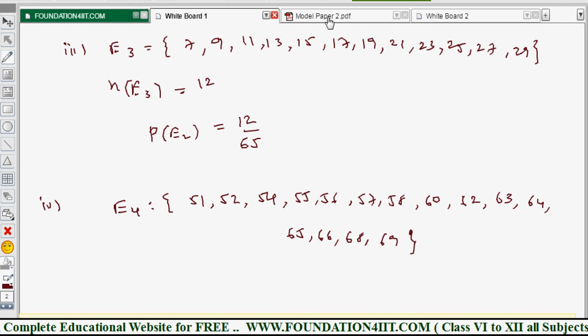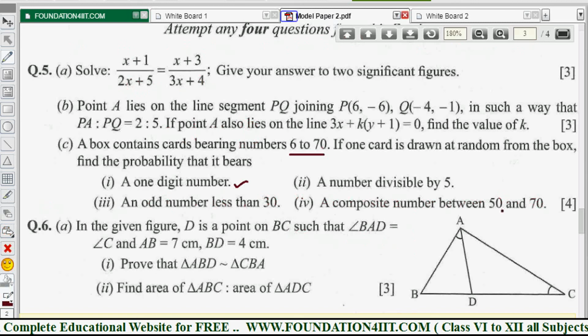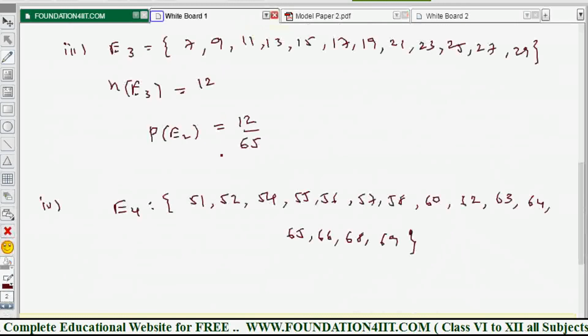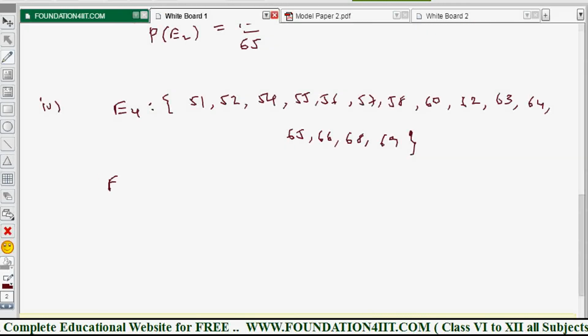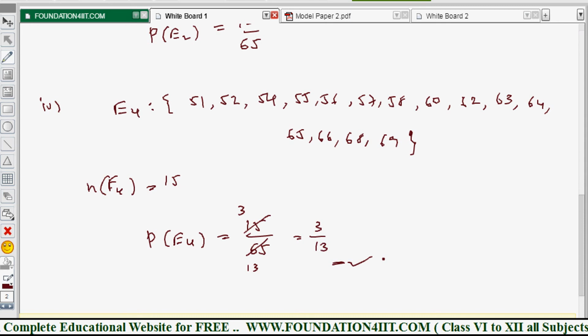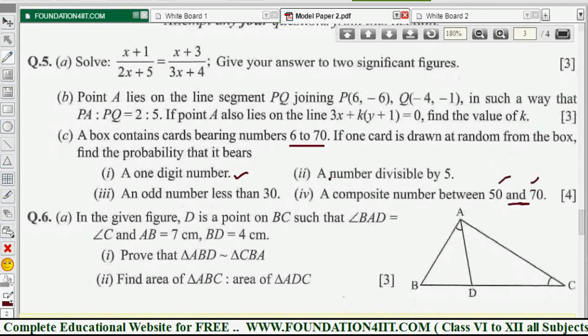According to the question, composite numbers between 50 and 70, so 50 and 70 are not included. That means if you count all these numbers of this event, we have 15 in total. Then the probability of this event is 15 by 65. You can cancel by 5: 5 threes are 15, 5 thirteens are 65. So 3 by 13 is the probability of the card drawn being a composite number between 50 and 70. This is problem 5.